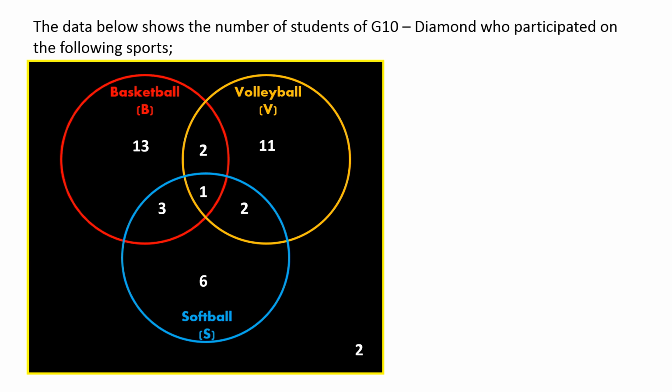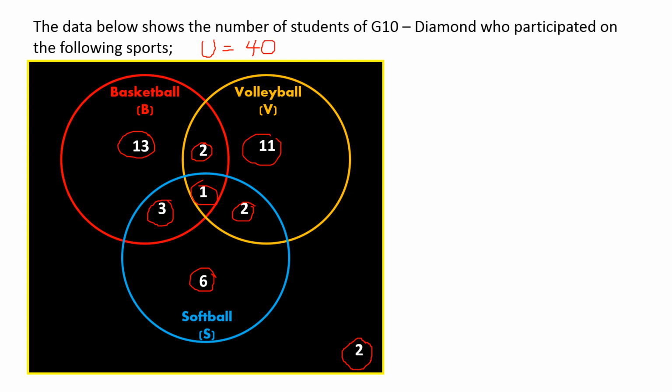In this case, we have 13, 2, 1, 3, 2, 11, 6, and 2. So we are to sum up all of this. 13 plus 2 is 15, 16, 19, 30, 32, 38 plus 2. Okay, so we have 40. Correction: we have 40 as our universal set, or the total sample space. Keep in mind that our universal set has a frequency of 40. This 40 will always serve as our denominator for our probability.